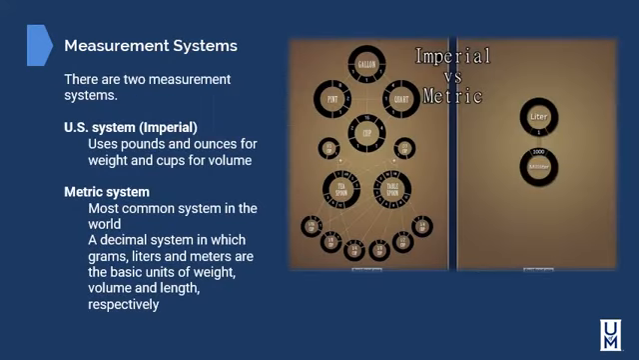There are two measurement systems. The U.S. system, also referred to as imperial, uses pounds and ounces for weight and cups for volume. The metric system, which is the most common system in the world, is a decimal system in which grams, liters, and meters are based on units of weight, volume, and length respectively. As you can see from this diagram, one is more complicated than the other.